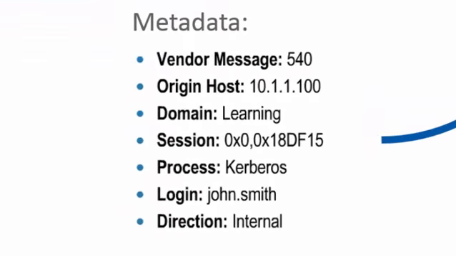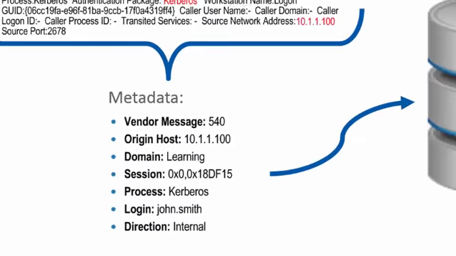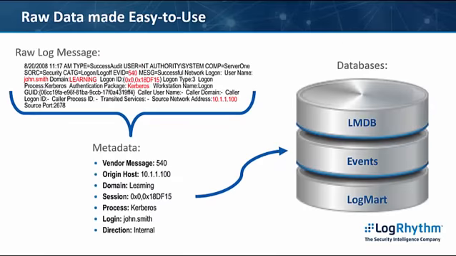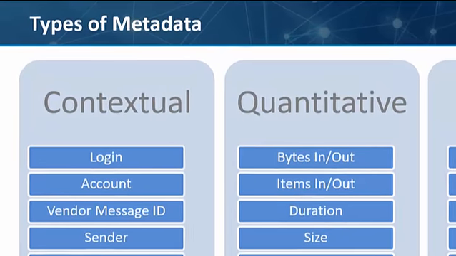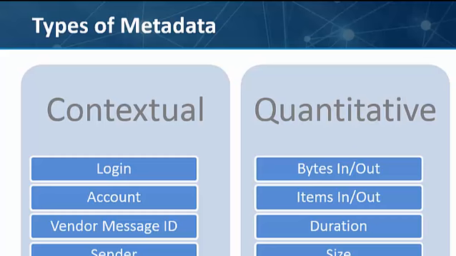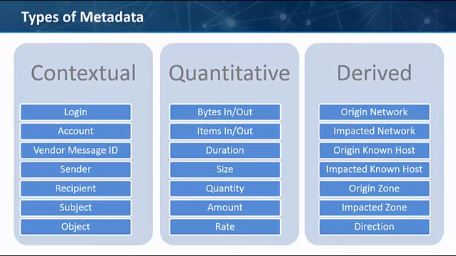Origin host and login are two metadata fields parsed from the log shown here that are often used in searches and reporting. There are three types of metadata in Logarithm. The first two types are parsed directly from the raw log message. That's contextual and quantitative metadata. Contextual metadata is usually text-based and descriptive in relation to the message. Examples of this type of metadata include login, account, sender, and subject, just to name a few. Quantitative metadata can be used for numeric comparisons. Examples include bytes in and out, size, and rate.